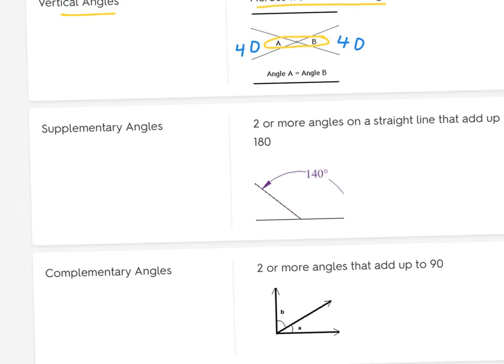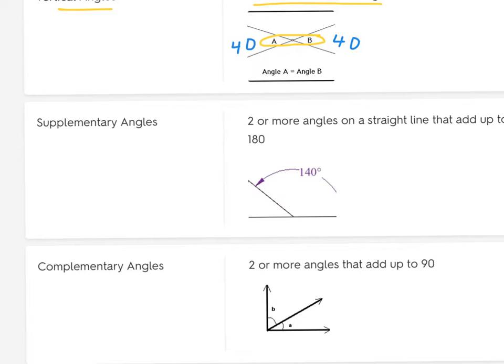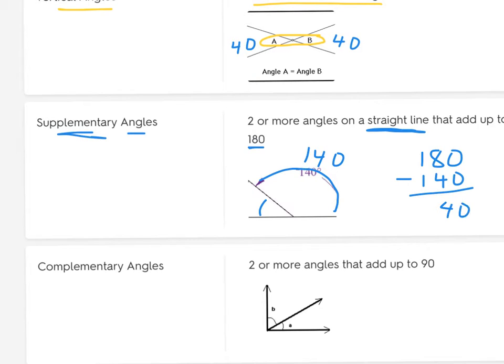The second term is called supplementary angles. Supplementary angles are 2 or more angles on a straight line, and they add up to 180. So if this angle is 140 right here, which it is, then they would both add up to 180. So you would do 180 minus 140, and then this angle here would be 40. So 40 plus 140 equals 180. So supplementary angles are a pair of angles on a straight line that add up to 180.